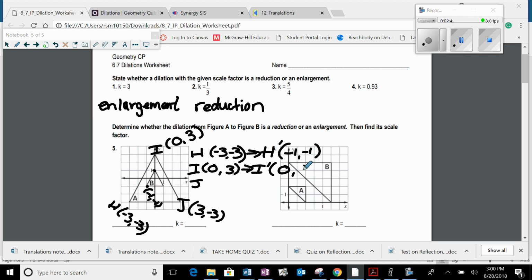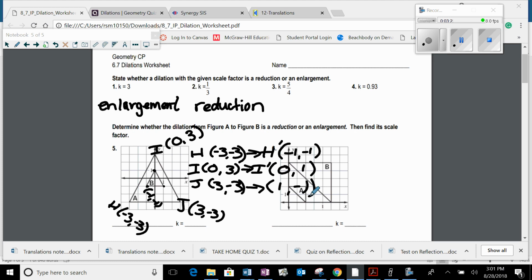We have 0, 1. Now I'm going to do the same thing for J. I'm going to write the original point, 3, -3, and then I'm going to write the image point, which is 1, -1. Now I have my pre-image points compared to my image points.